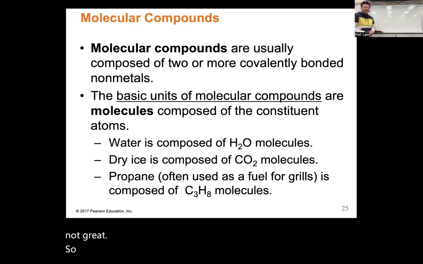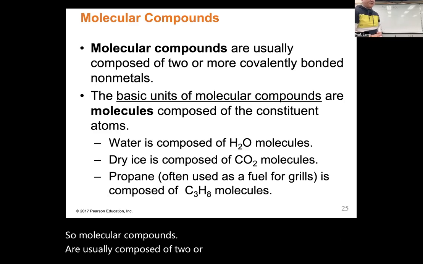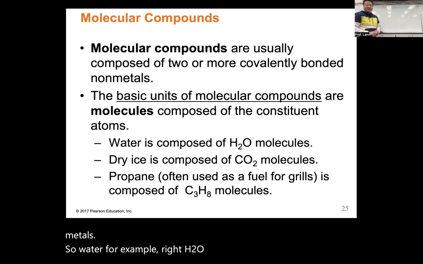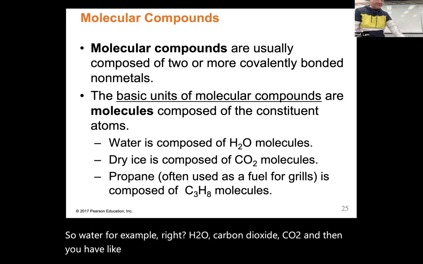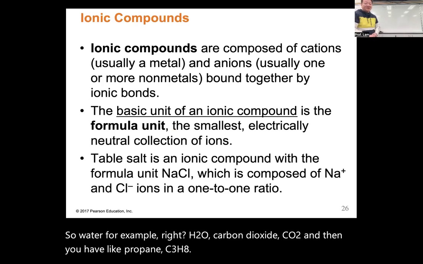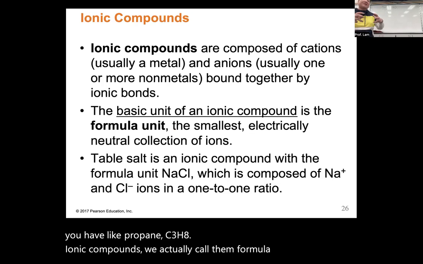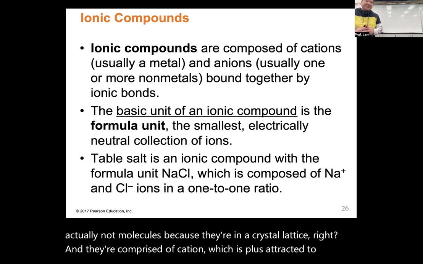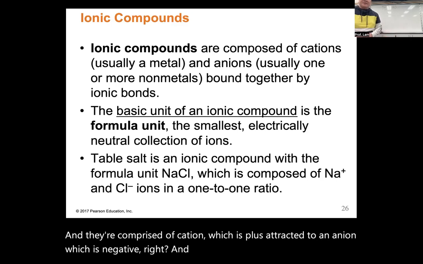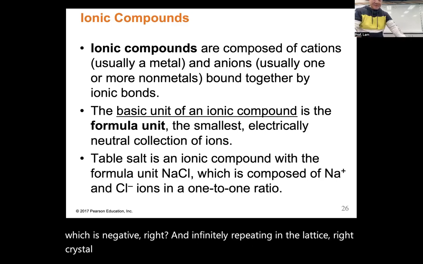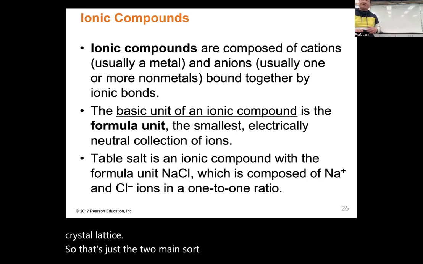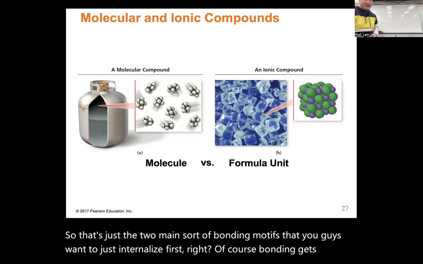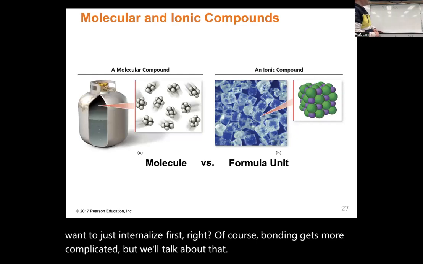Molecular compounds are usually composed of 2 or more covalently bonded nonmetals. So water, for example, H2O, carbon dioxide, CO2, and then you have propane, C3H8. Ionic compounds, we actually call them formula units. They're actually not molecules because they're in a crystal lattice. They're comprised of a cation, which is plus, attracted to an anion, which is negative, infinitely repeating in the lattice. So those are the 2 main bonding motifs that you want to internalize first. Of course, bonding gets more complicated, but we'll talk about that later on in the semester.